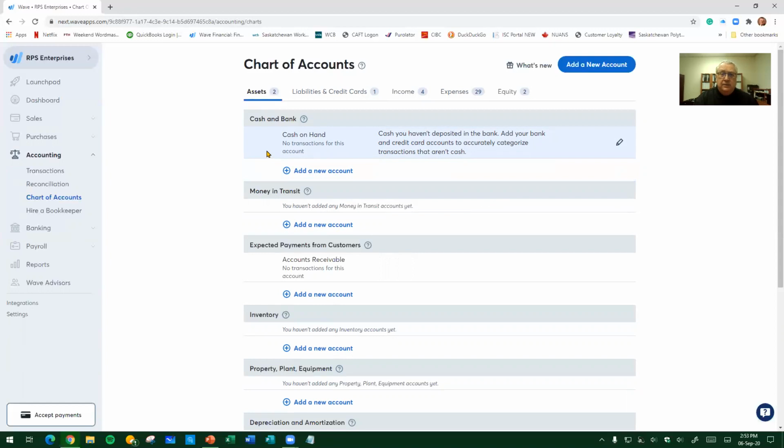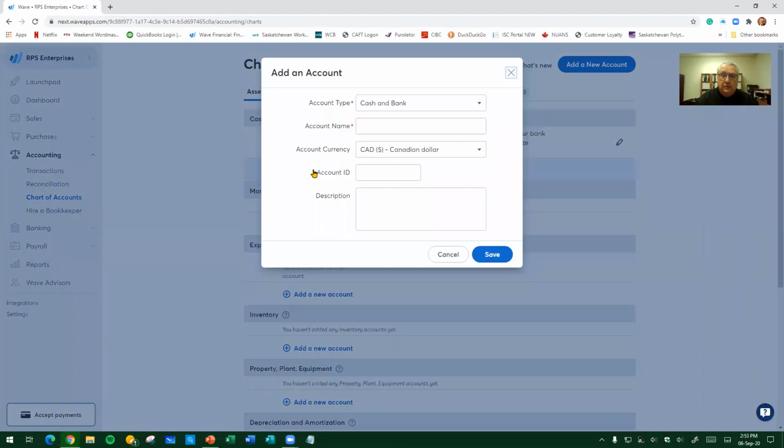And so as a result, we can think about, well, cash on hand, cash in bank, that's good. But there might well be a situation where we have, for example, petty cash. And so we want to set that up, maybe a cash float in our till. So we're going to click on add a new account. And so the type of account is cash in bank. We're going to call this account cash float in till.